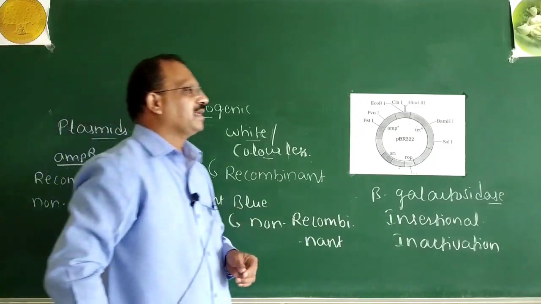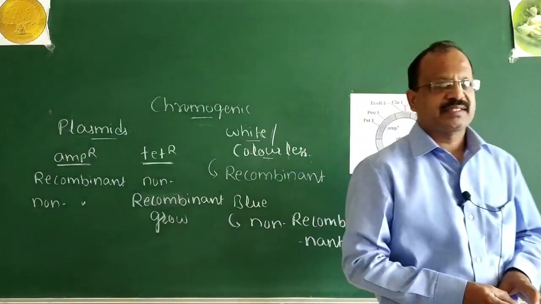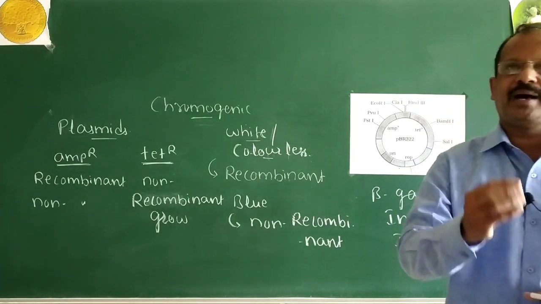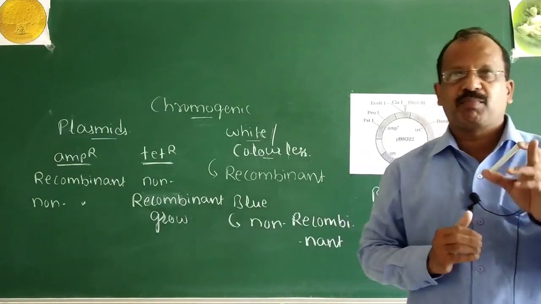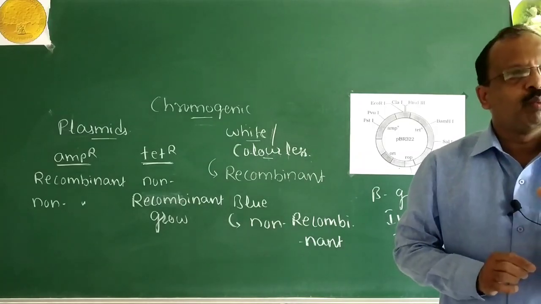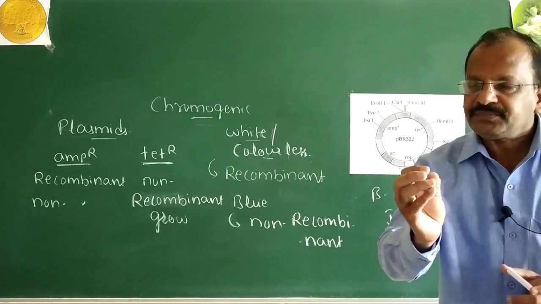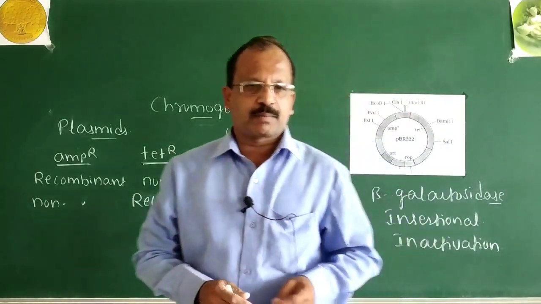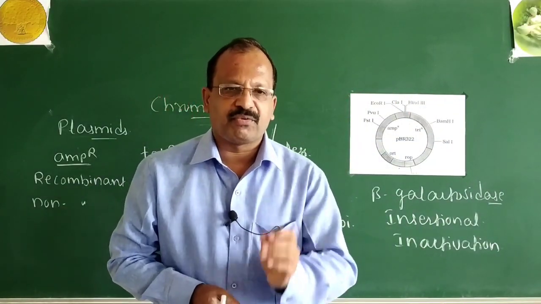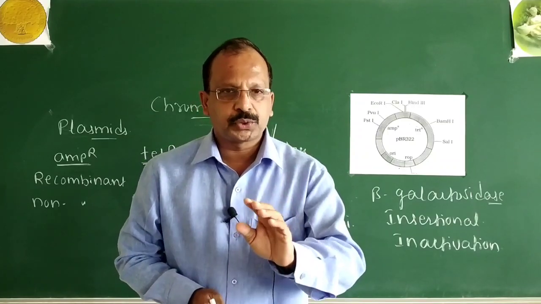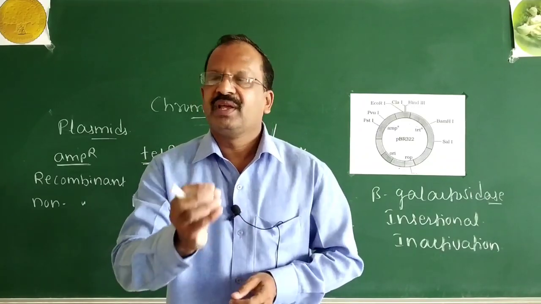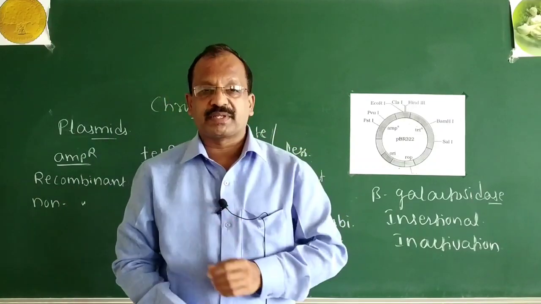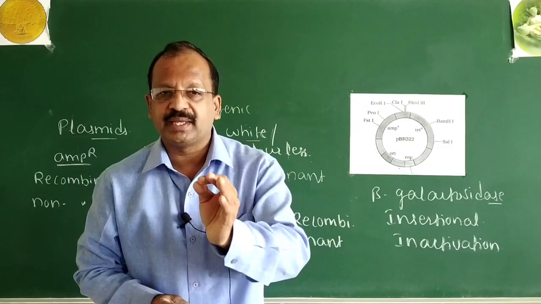Okay, last point, cloning site. It should have one or more cloning sites or recognition sites. Plasmid should have one or more recognition sites. When many recognition sites are present, it will create problems for cloning. So it should have one or few recognition sites.